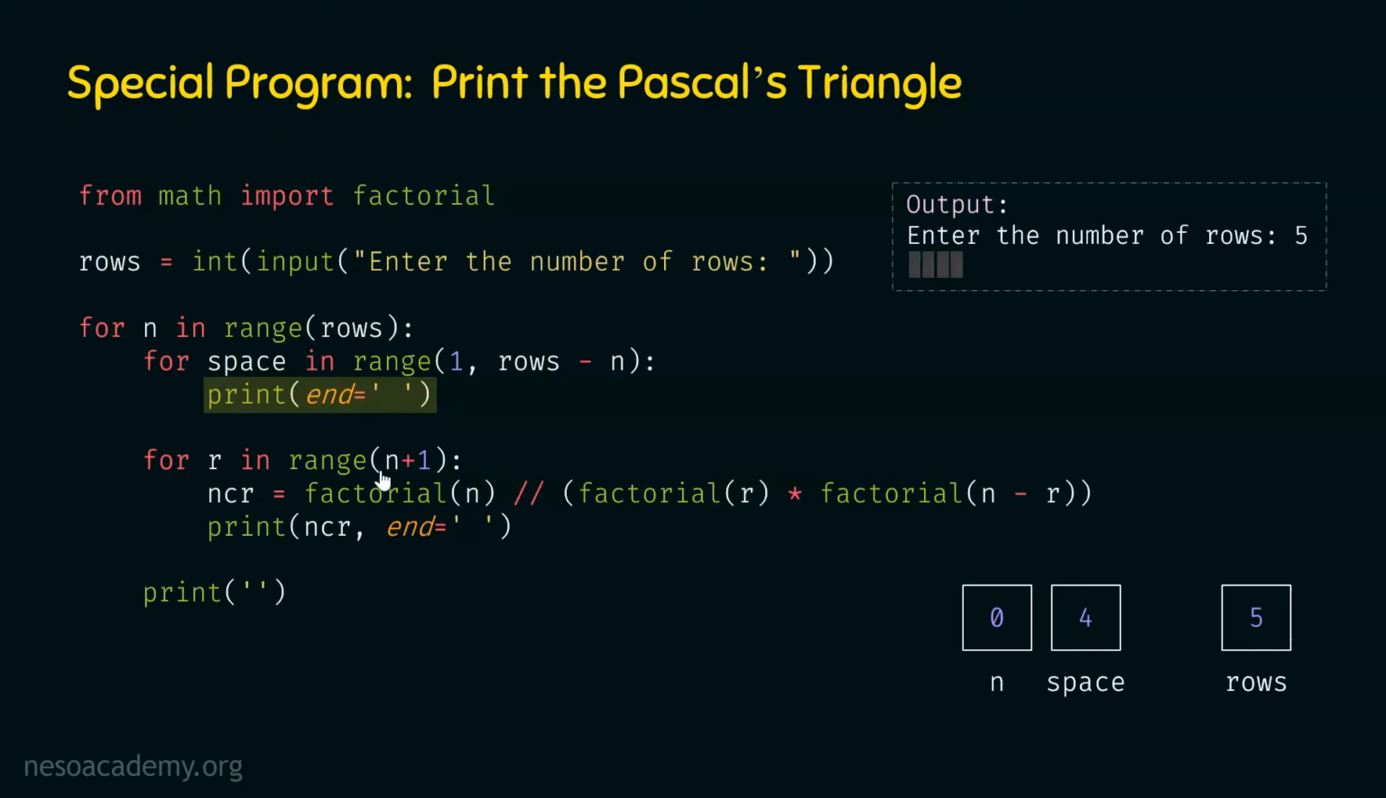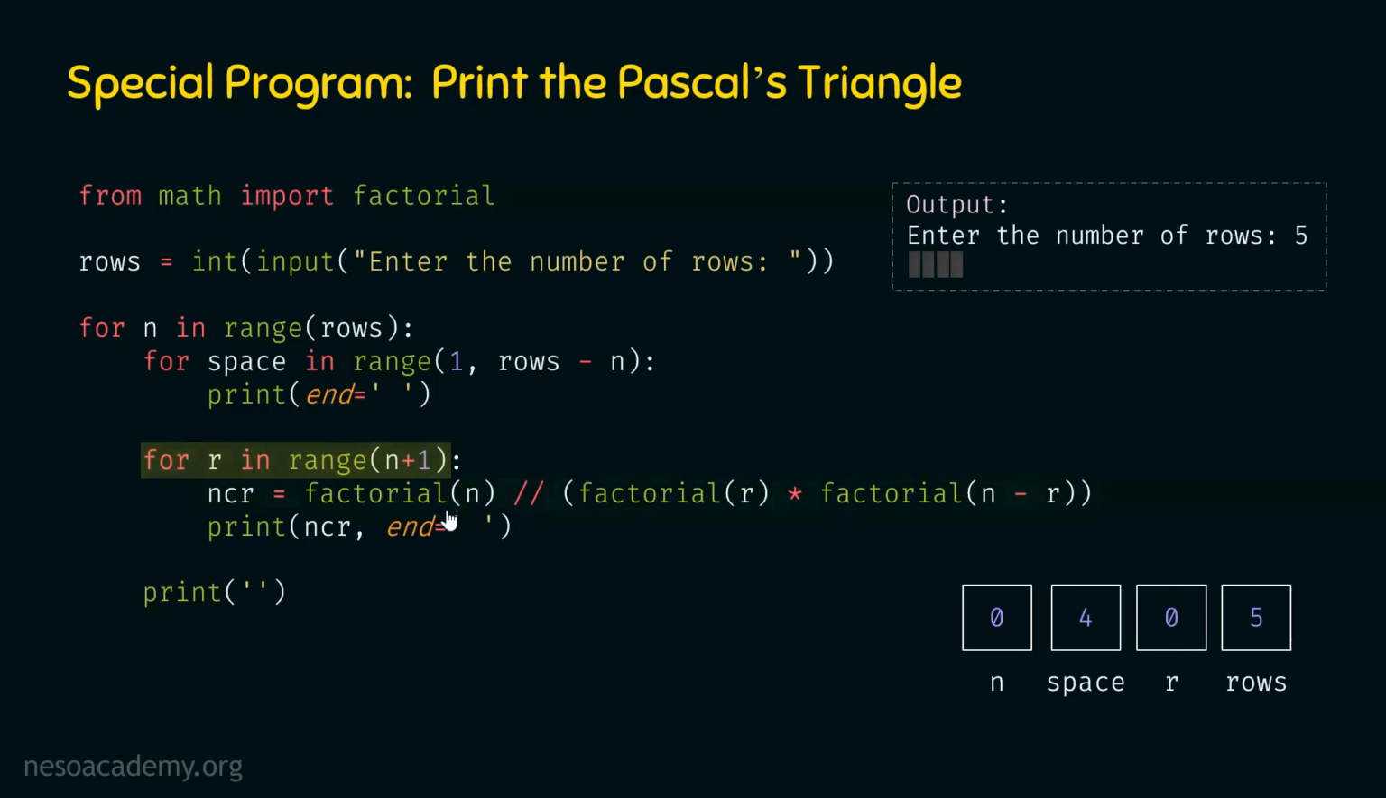Now after this, we need to execute this statement: for r in range n plus 1. Here we know that n is 0, therefore we will get 1 here, which means that from this range function we will get just one value, which is 0, and this value will be received by variable r. Now here we can say that r is the variable pointing to this object with value 0.